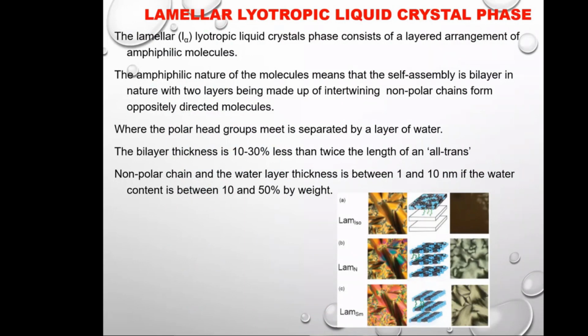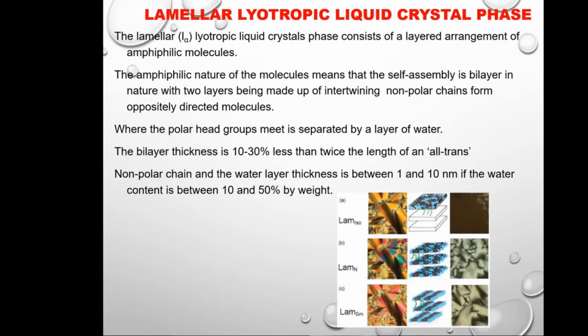So the lamellar crystal phase consists of the layered arrangement of amphiphilic molecules. The nature of the molecules means the self-assembly in a bilayer has the intertwining of nonpolar chains from oppositely directed molecules. The bilayer thickness is usually up to 30% less than the length of all-trans molecules, and the nonpolar chains and the water layer thickness is between 1 and 10 nanometers if the water content is up to 50% by weight.